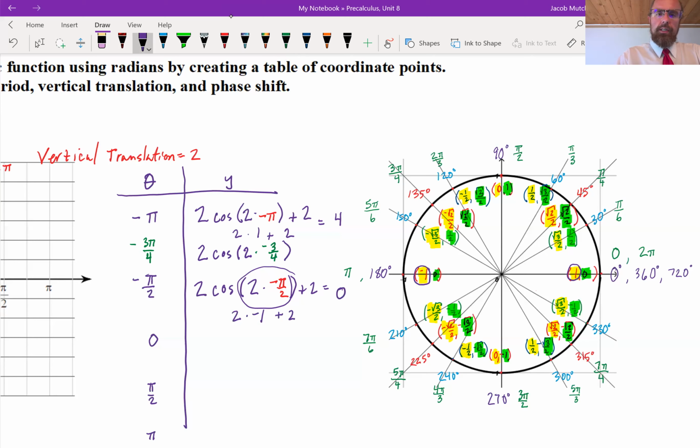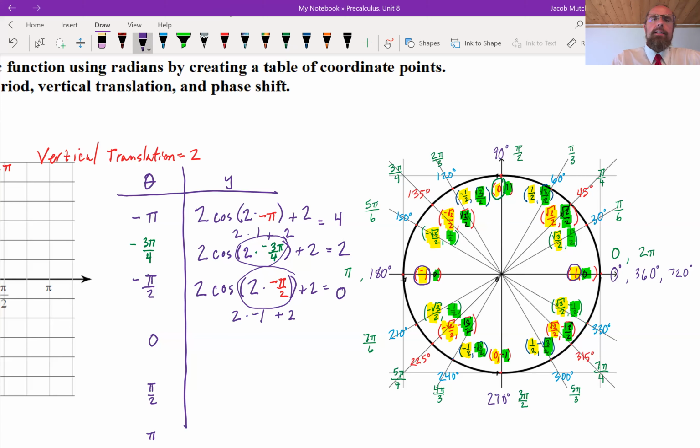plus 2. So again, my attention goes to that angle first. See, I forgot my pi there. So 2 times negative 3 pi over 4 is going to be negative 3 pi over 2. And that's going to be in the negative direction. So it's really going to land us at pi over 2 or 90 degrees. Value there is 0. So it's going to be 2 times 0 plus 2. 2 times 0 is 0, plus 2 is 2. So in fact, yeah, that's a nice pattern there.